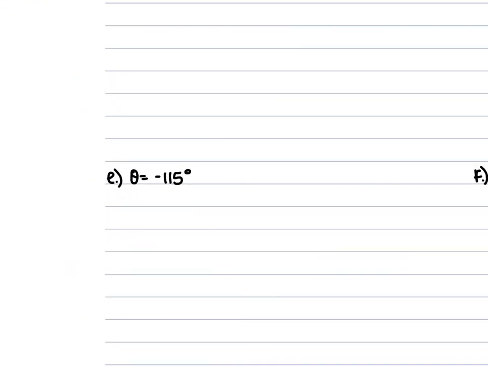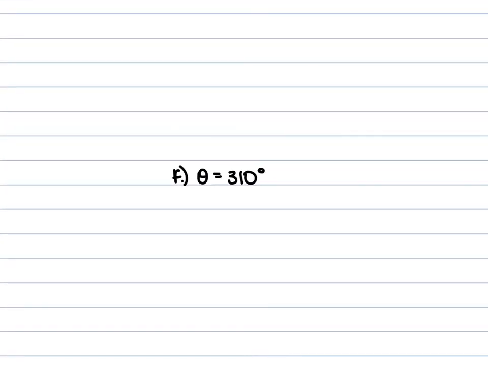For E, we have negative 115. So we're going to start with 180 minus 115. The 0 becomes a 10, making the 8 a 7. 10 minus 5 is 5. 7 minus 1 is 6. 65 is an acute angle, so we don't have to go any further from there.